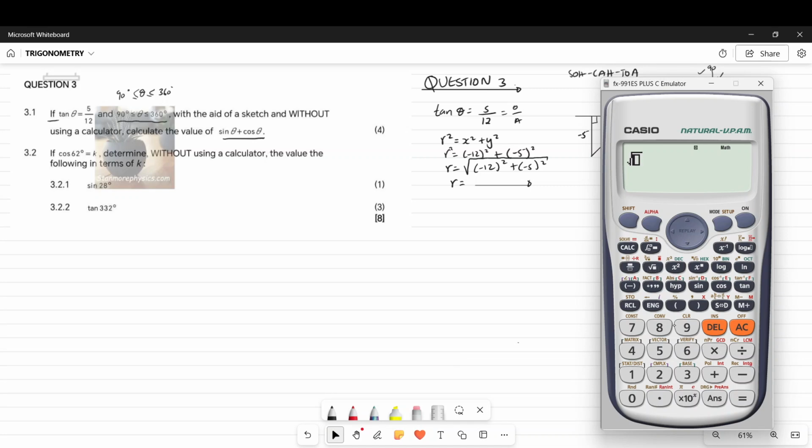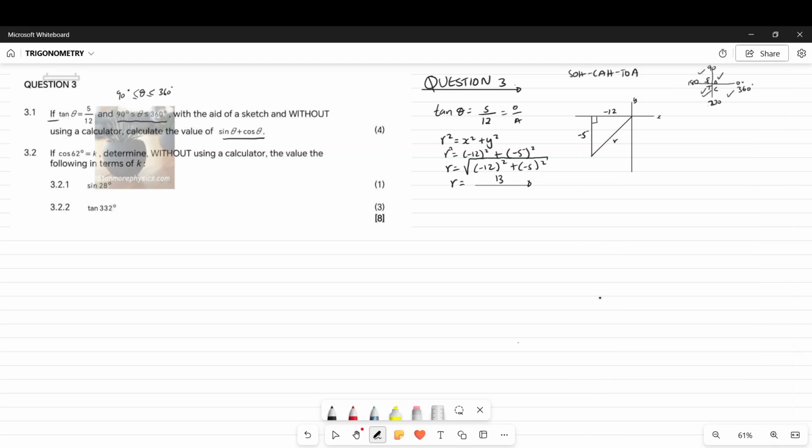Now you're going to have square root, open bracket, negative 12 close bracket squared plus open bracket negative 5 close bracket squared, and now the final answer is just 13. So our r over here is 13, right? So now we can come to the question now.